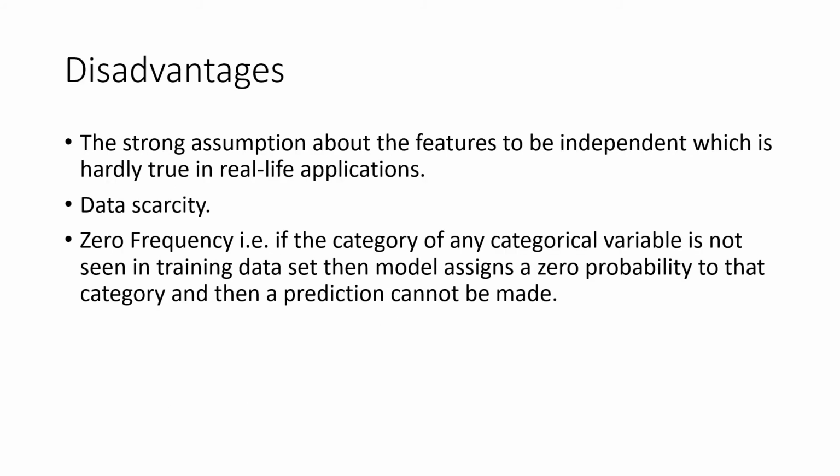The major disadvantage of the Naive Bayes algorithm is the strong assumption about the features to be independent, which is hardly true in real-life applications. The problem can also be data scarcity or zero frequency. If the category of any categorical variable is not seen in the training dataset, then the model assigns zero probability to that category, and then a prediction cannot be made. Therefore, some modifications of the algorithm are necessary to improve it.